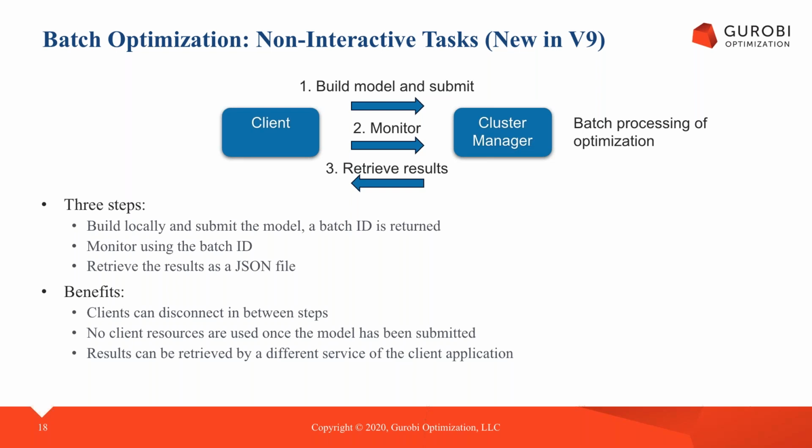This new mode has a lot of benefits. The first thing is that the clients can disconnect in between the steps. So you can build a model, submit, and then disconnect. There is no resource being used once you have disconnected on the client side. Also, the results can be retrieved later on and can also be retrieved by a different client or different service of your client application. You don't need to have the model that you created when submitting to interpret the solution. I will explain that in a minute.